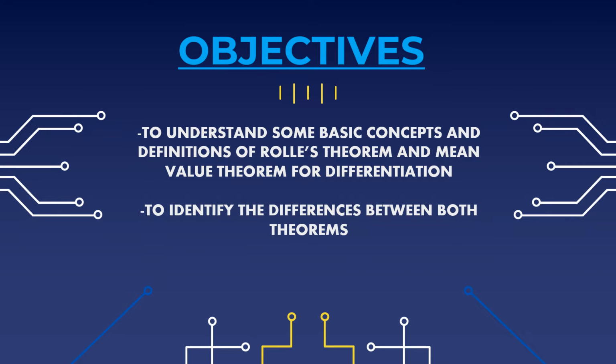There are two objectives of this topic. The first one is to understand some basic concept and definition of Rolle's theorem and mean value theorem for differentiation. The second one is to identify the differences between both theorems.